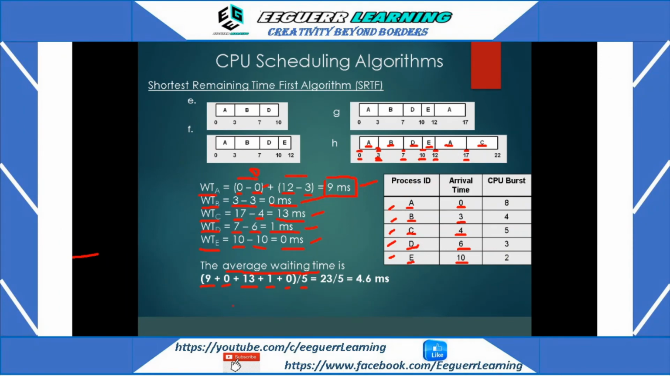Okay, then adding all these numbers will give us 23, and we're going to divide it by 5 and that will give us 4.6 ms. So this 4.6 ms is our average waiting time for SRTF.